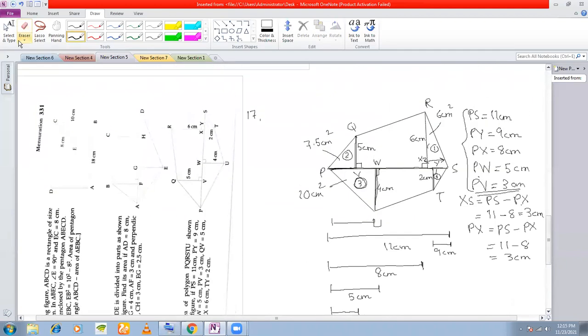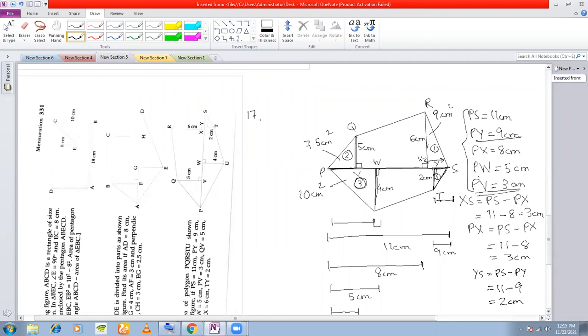Okay, so the area of this triangle is 9 centimeter square. Fine. Now when we are finding the area of this triangle here, YS is the base, right? This length is the base. And what is the height? 2 centimeters, right? Do we know YS? We don't know YS, so we can find it. YS is PS minus PY. PY is given here. So this is 11 minus 9, which is 2 centimeters, right?